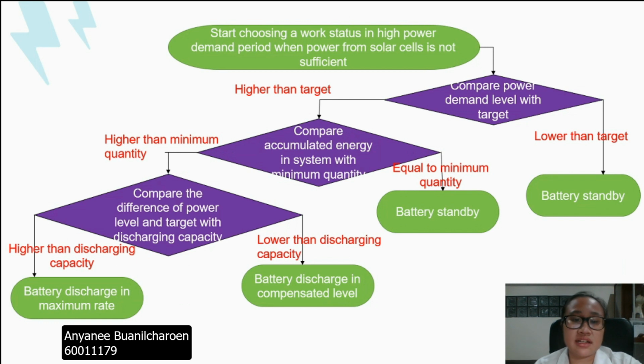From this flowchart, you can see the choosing working status operation in high power demand period. When power from solar cells is insufficient for consumption, the system will either be in standby or discharging mode, depending on power demand at that time compared to target, and the remaining reserve energy of batteries. The discharge energy will be controlled to not exceed the power target by battery discharging capacity rate.